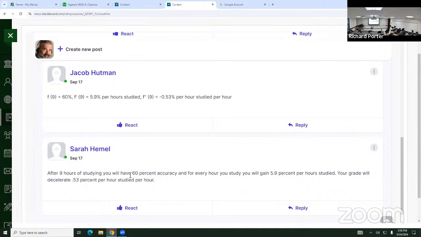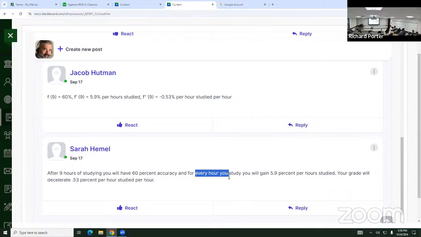After 9 hours of studying, we'll receive a 60%. For every study hour that you'll gain 5.9%. Your grade will decelerate by 0.53% per hour studied per hour. What is striking me as odd here? Okay, it's not for every hour.